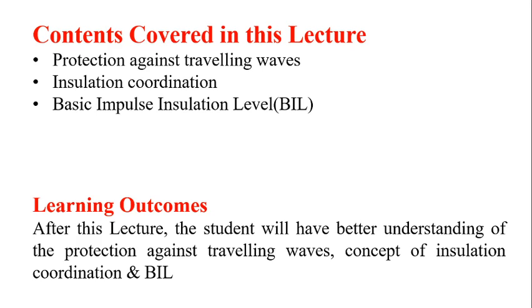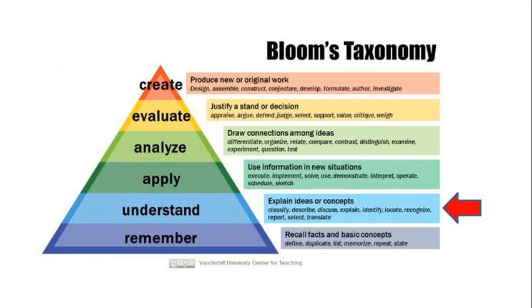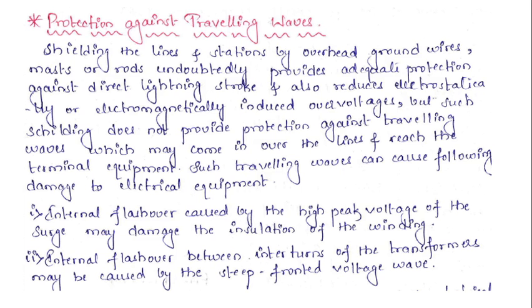Moving on to today's lecture, we are going to discuss the continuation of the previous class, that is protection against traveling waves, insulation coordination, and basic impulse insulation level. So the three concepts we are going to learn today, and after this lecture the students will have a better understanding of protection against traveling waves, the concept of insulation coordination, as well as the basic impulse insulation level. As per Bloom's taxonomy, today's concept comes under the second level, understanding, so L2. So we'll begin with the protection against a traveling wave.